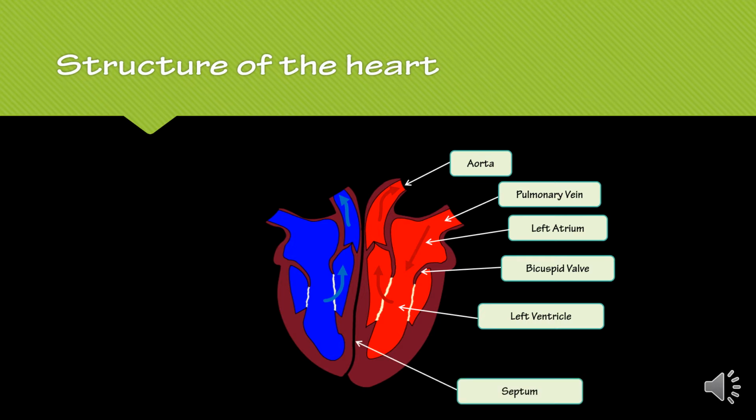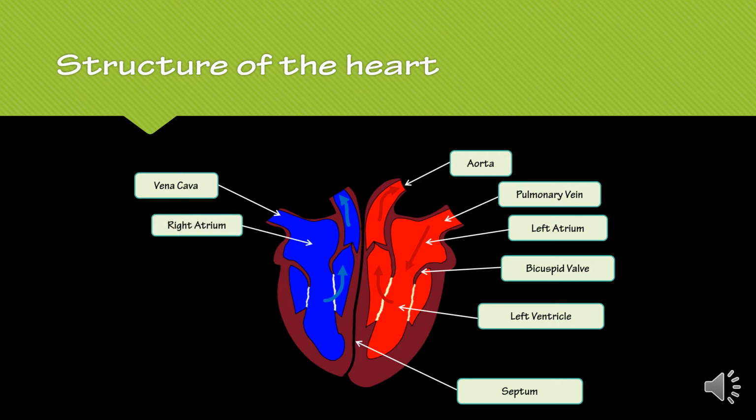Dividing the two sides of the heart, we've got the septum, which is a muscular wall which stops the blood mixing from left and right side. Going over to the deoxygenated side, the vena cava brings the deoxygenated blood that has been used up by the body and brings it back to the heart.